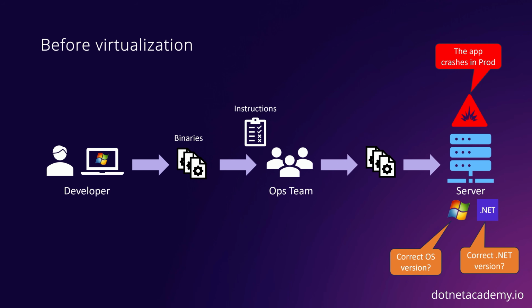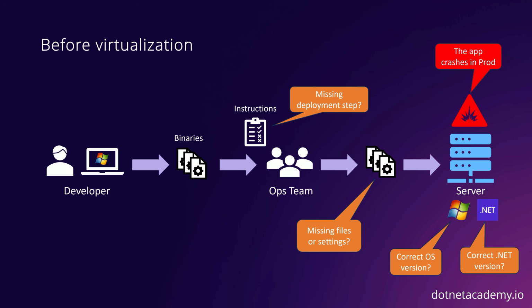Next, we could also check if we missed any required files or configuration settings. Perhaps ops missed a deployment step, or the developer left a step out of instructions. If we look at the server resources, we may discover that there's not enough RAM or CPU because the other apps we are running there are already using a good chunk of them.